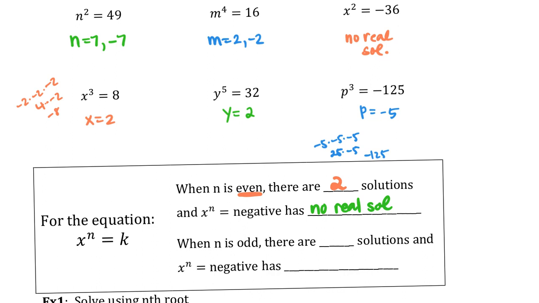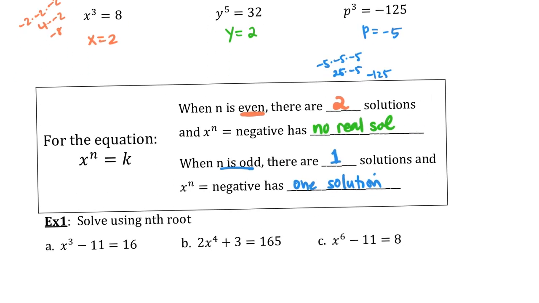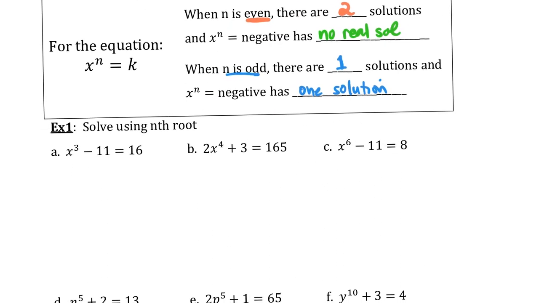Okay, now when n is odd, like the second row, how many solutions do we get? 1. We get 1 solution. What about if x to the third equals a negative? We still get 1 solution. So it's okay to do odd roots on negatives. It's not okay to do even roots on negatives. Based on these 2 observations, we're going to try to solve using nth root.